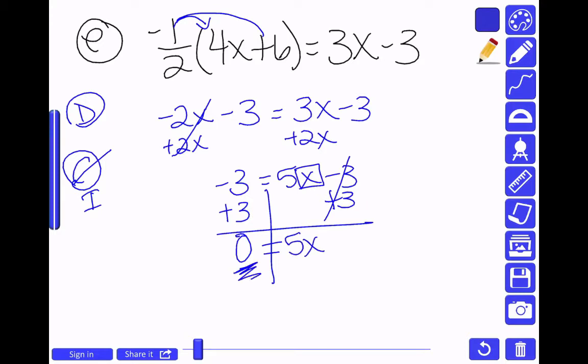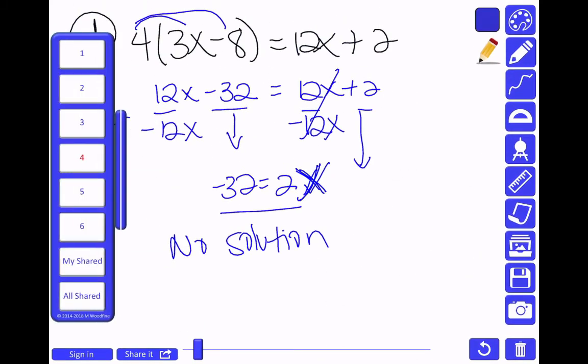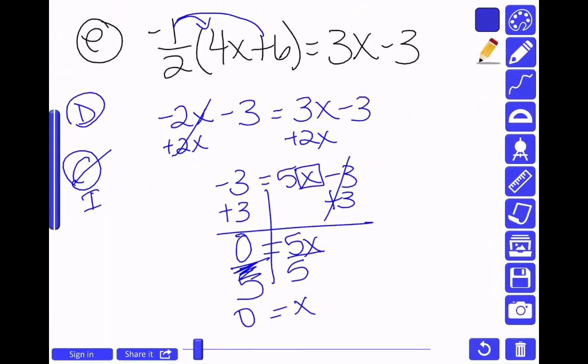Now, the reason that I put this 0 here is because it's the only thing I have. If I would have had another term here, then I would have just brought that term down, but I don't. So that's why I need to make sure I write the 0. So now 0 equals 5x, I need to divide by 5. So x equals 0. That is a perfectly fine answer. X can equal 0. That does not mean there is no solution. There is a difference between x equals 0 and no solution. So please pay attention to the difference in that, and do not be alarmed if your answer is 0.